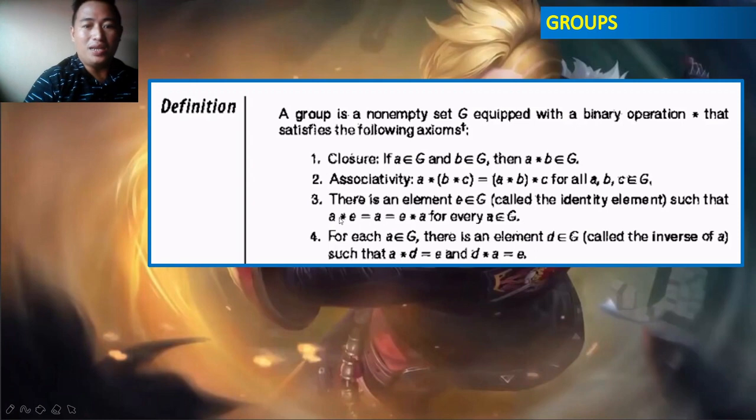Okay, number 3, there is an element E in G, called the identity element, such that A star E is equal to A is equal to E star A for every A element in G.